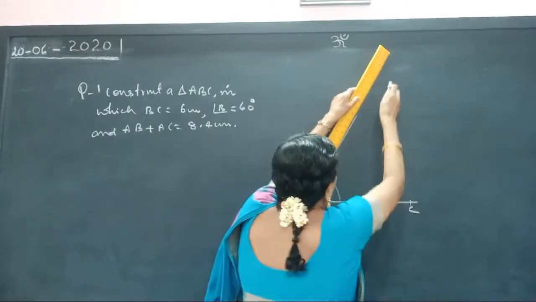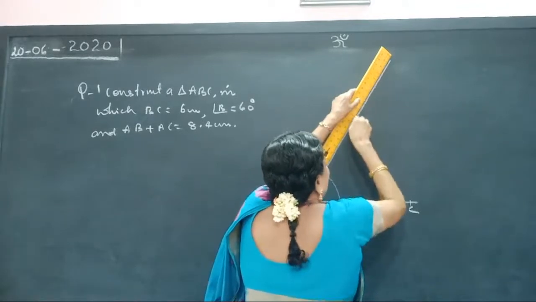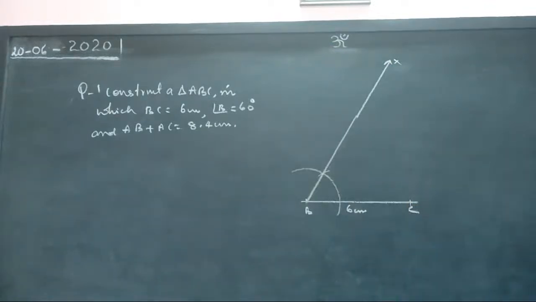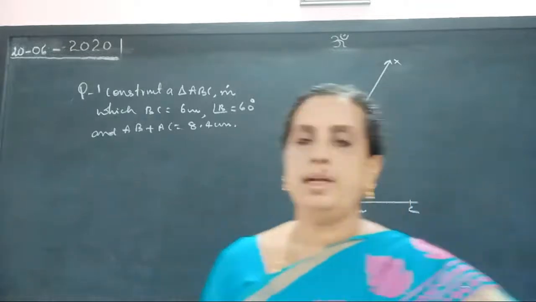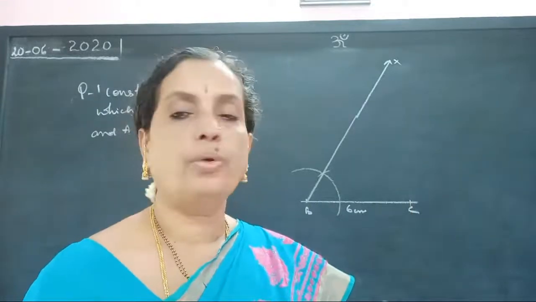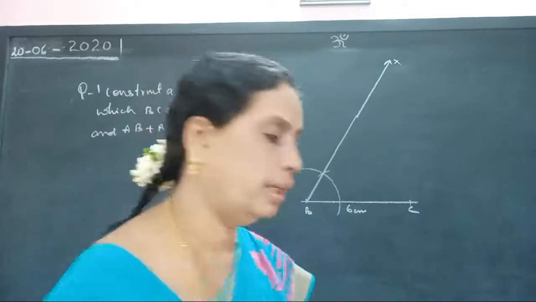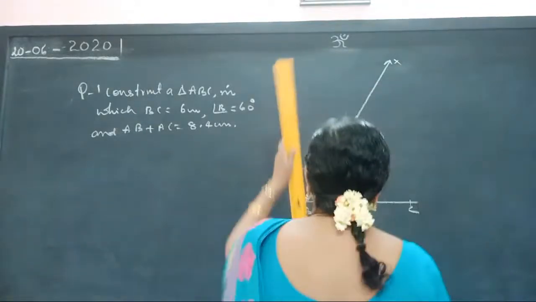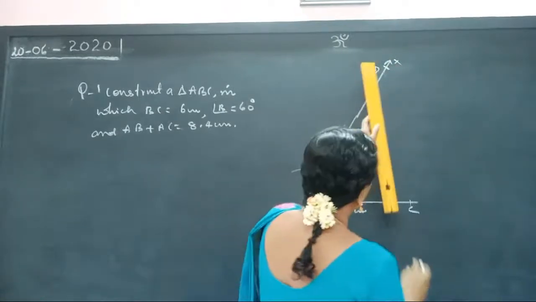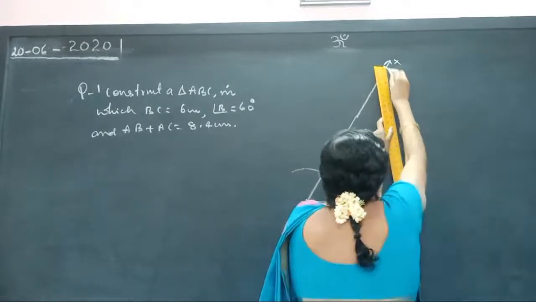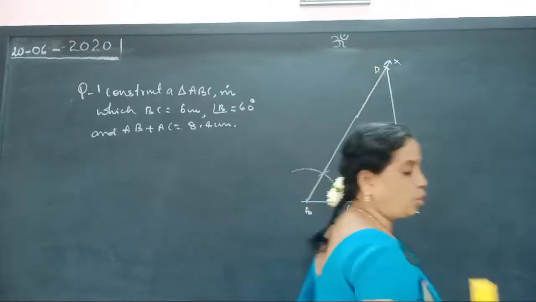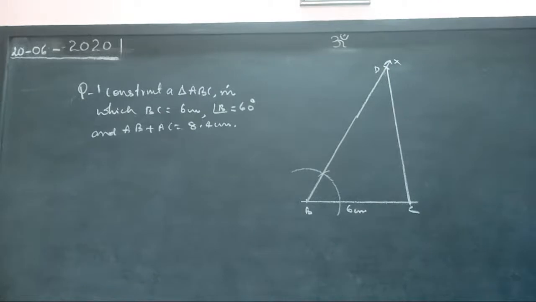Later we have to cut off 8.4 centimeter. Suppose it is not possible to extend your compass, you can use a scale for 8.4 centimeter. Take 8.4 here. From here it is 8.4. Name it as D. Then join D to C.